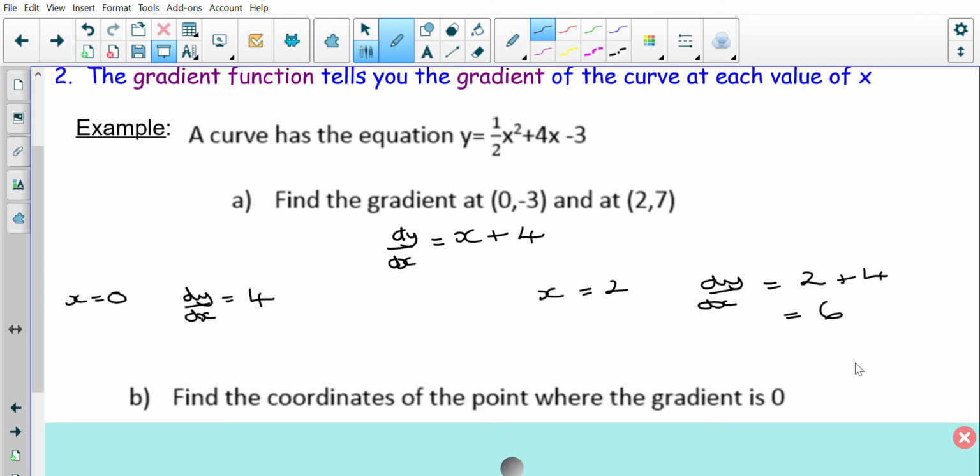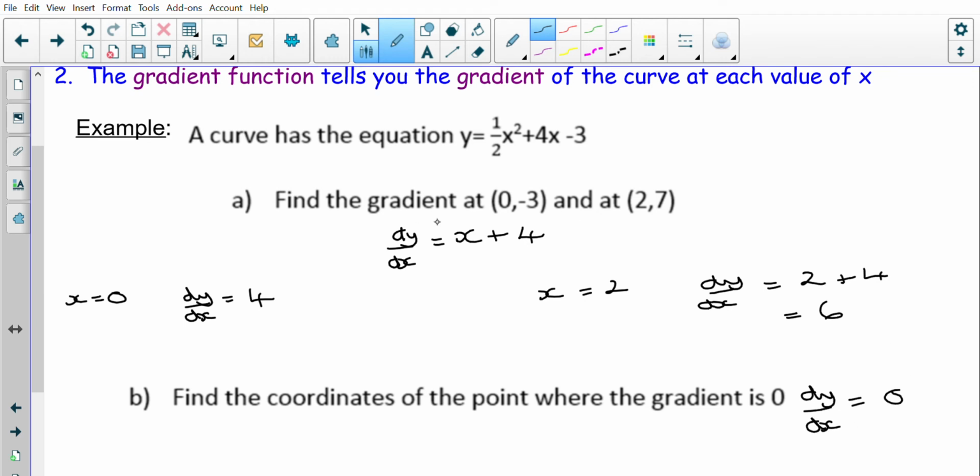In the second part of this question, we're asked to find the coordinates of the point where the gradient is 0. If the gradient is 0, that tells me that dy by dx is 0. I know that dy by dx is x plus 4, so let's put x plus 4 equal to 0. That tells me x equals minus 4, that's the point where the gradient is equal to 0.